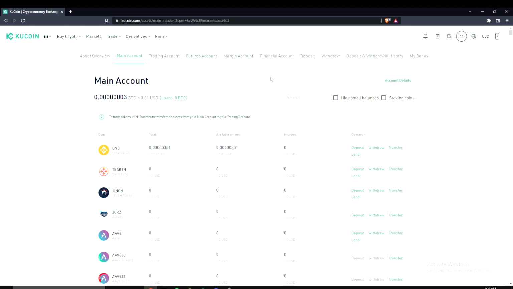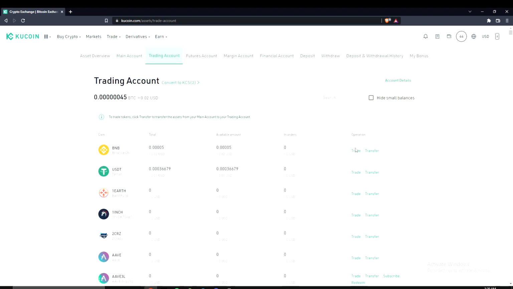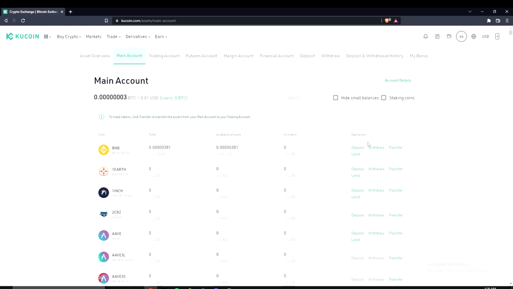So what you want to do is go to your main account and press deposit. I'm not going to go through everything, because it is pretty self-explanatory. It gives you an address. It's kind of like sending it from wallet to wallet.